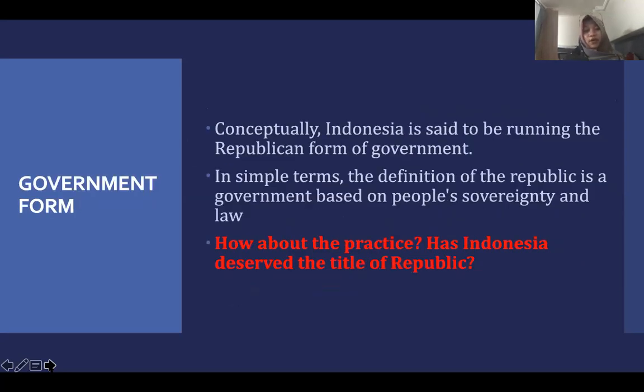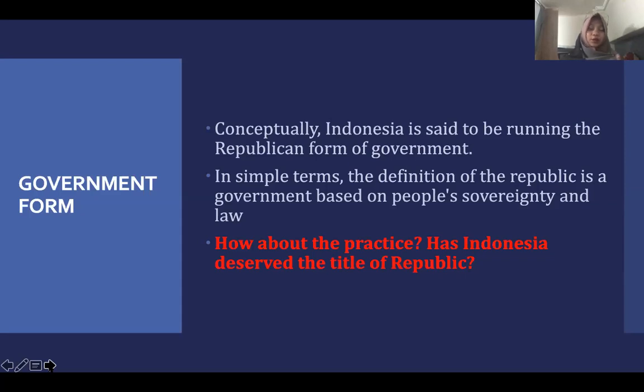Okay, so we come up with the form of government, as conceptually Indonesia is said to be running a republican form of government. I'm so sorry if I made you confused. The first is the form of the state. We know two forms: federalism and unitary. But for the form of government, we know the monarchy and also the republic.